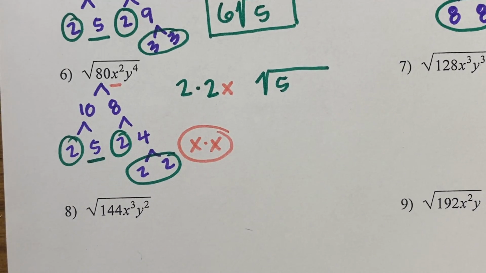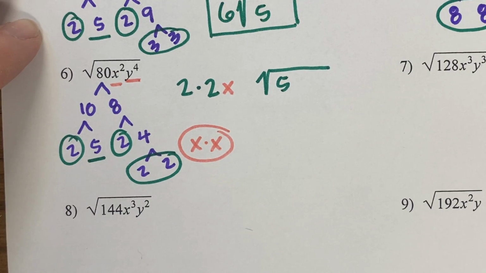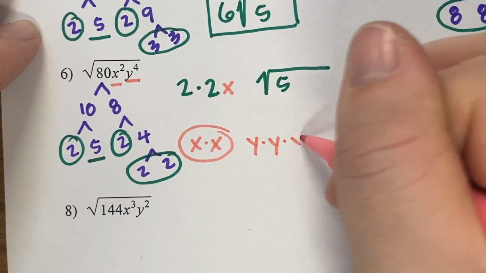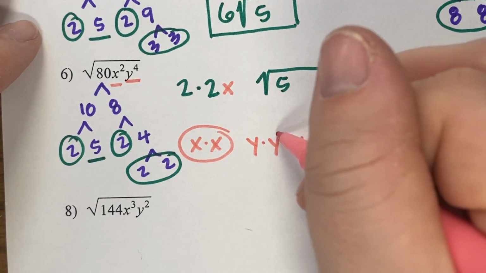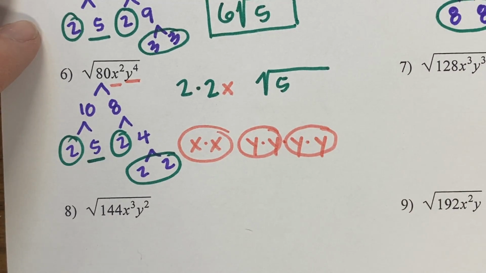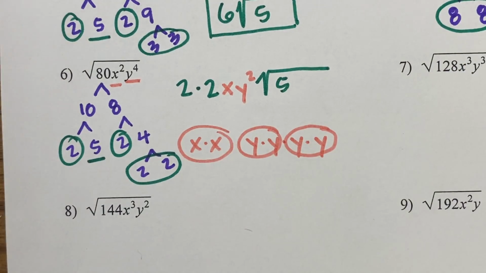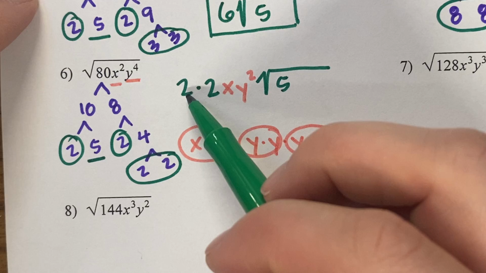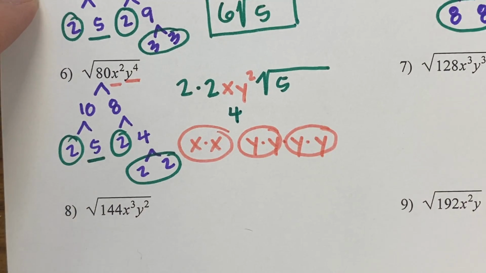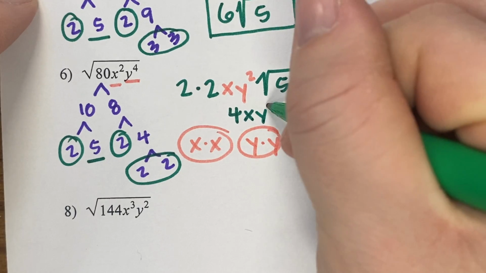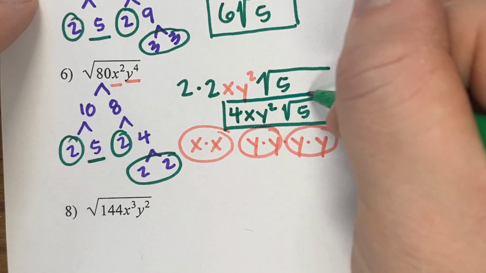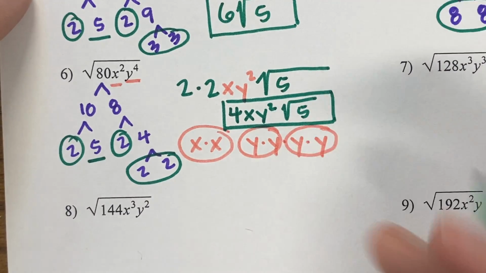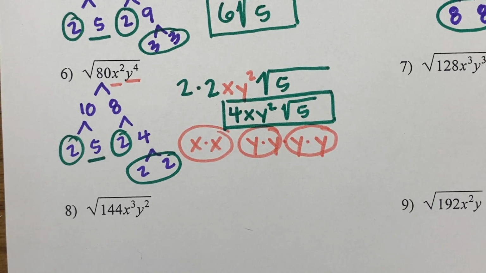Now let's look at our y's. I have y to the 4th, or in other words, y times y times y times y. How many pairs of y's get to leave? I have 1, 2 pairs. So this turns into y squared. Let's go ahead and write our total answer. We have 2 times 2, which turns to 4 in front, 1 x, 2 y's that got to leave, and root 5. So final answer, 4x y squared root 5. Beautiful.